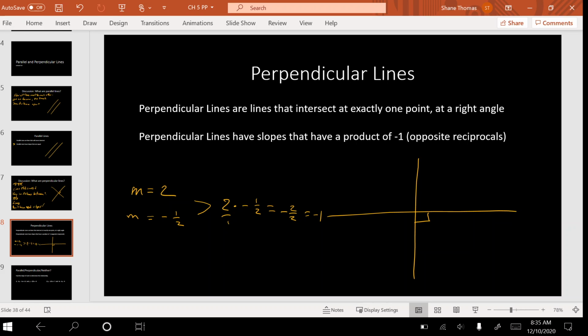I'm probably going to use this more often than anything. By definition, if you multiply the two slopes together, you will get -1. But I will use opposite reciprocals or negative reciprocals more so than anything. Or flip it, change the sign. All right? I'll just write that down here too. Flip it and change sign.